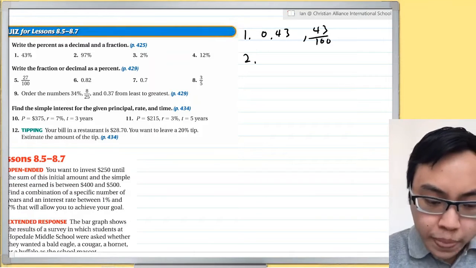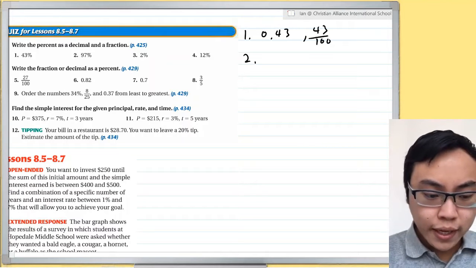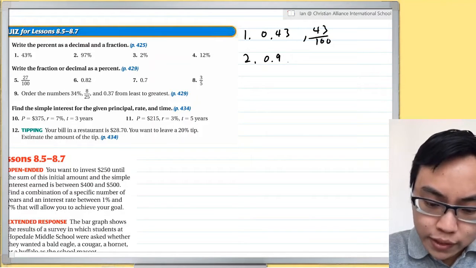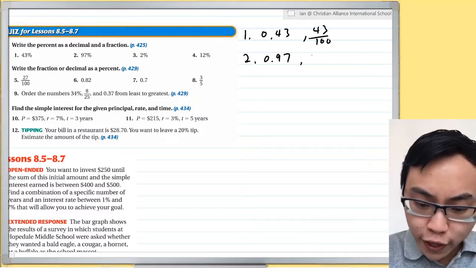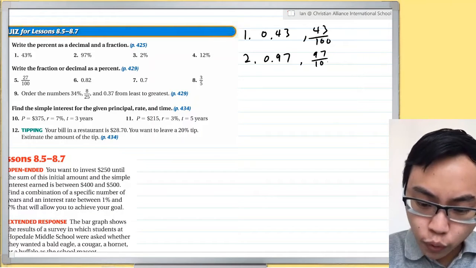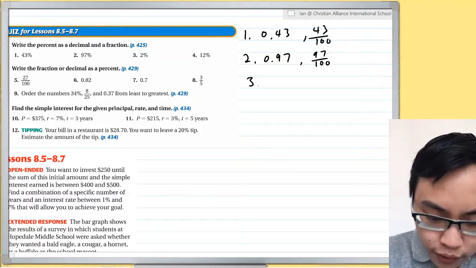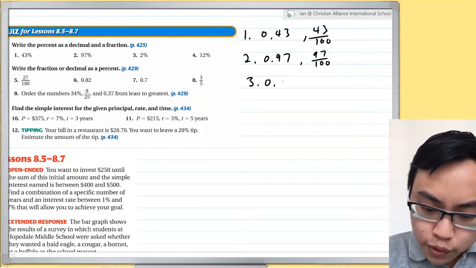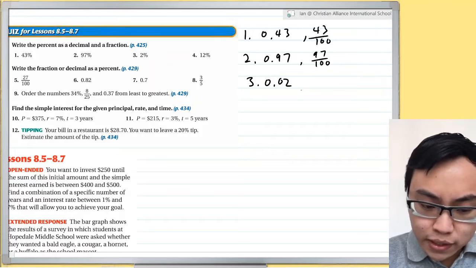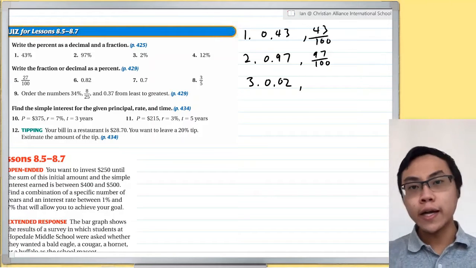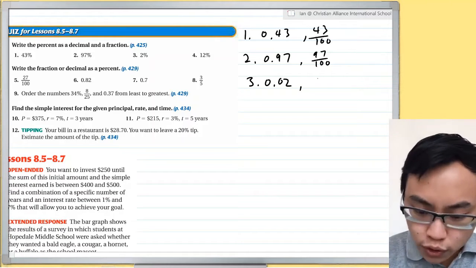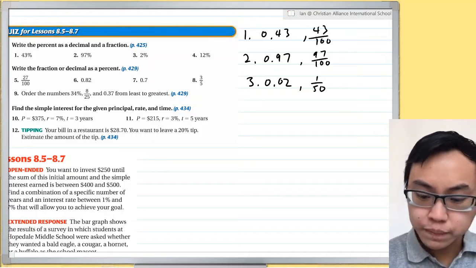Question 2, 97% as a decimal, that's 0.97, and then as a fraction, that's 97 over 100. There's no simplifying that can be done. Question 3, 2%, that's 0.02, and then as a fraction, that's 2 out of 100. I can divide top and bottom by 2, which is going to be 1 over 50.